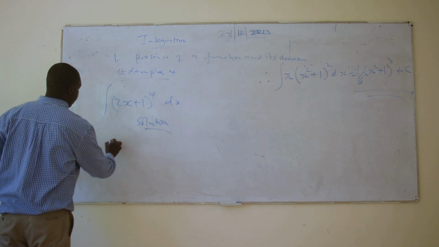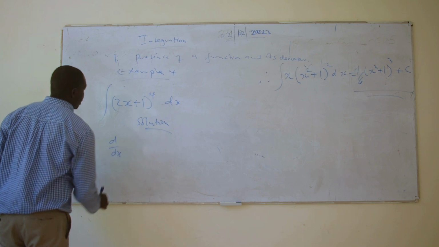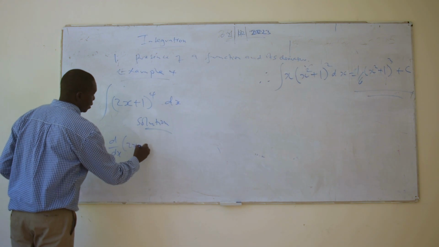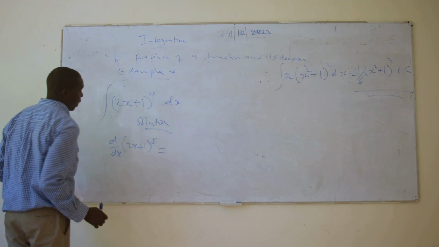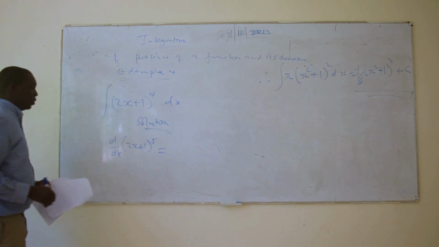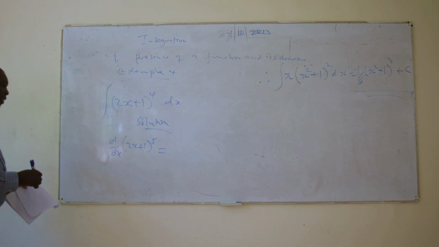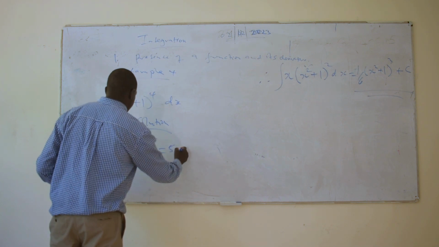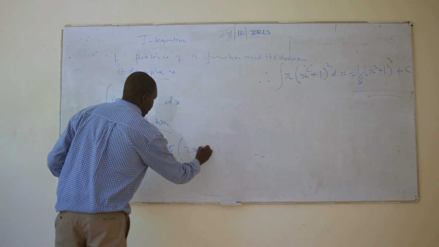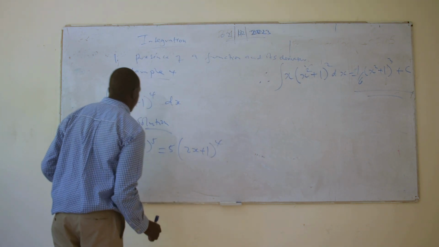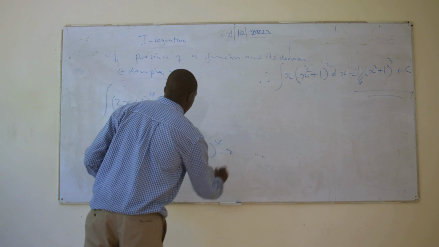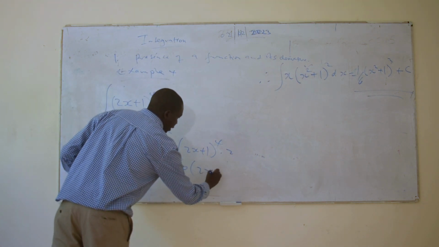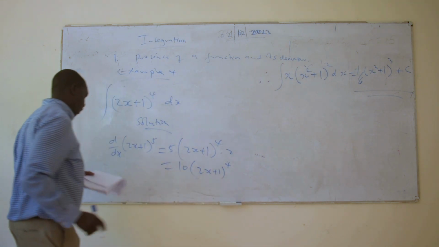The antiderivative of 2x plus 1 raised to power 4 dx is 2x plus 1 raised to power 5. If you differentiate 2x plus 1 raised to power 5, we have 5 into bracket 2x plus 1 raised to power 4 times 2, which is equal to 10 in bracket 2x plus 1 raised to power 4.